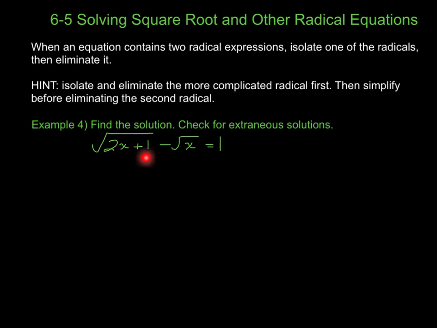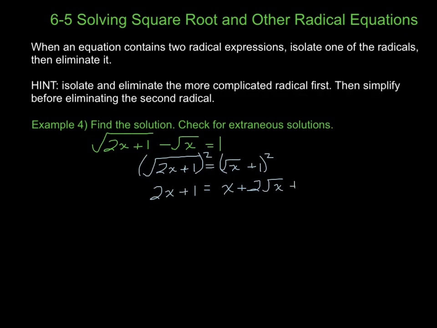So we're going to get the square root of 2x plus 1 by itself because it's more complicated than just the square root of x. To do that, we're going to add the square root of x to both sides, leaving us with the square root of 2x plus 1 equals the square root of x plus 1. Now, since we've isolated the more complicated radical, we need to eliminate it, so we're going to square both sides. That will give us 2x plus 1 equals x plus 2 square roots of x plus 1.